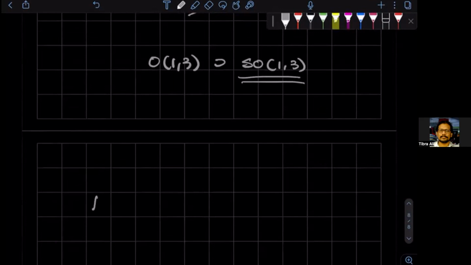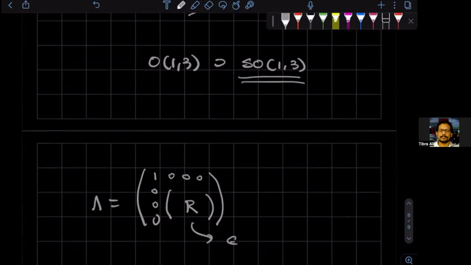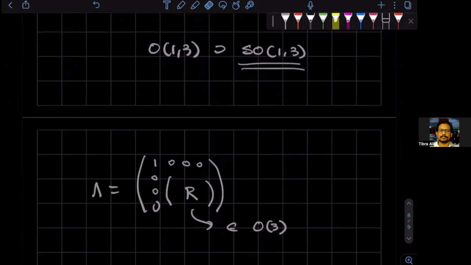So the Lorentz transformation matrix, if you take 1 here, and you look at the 3 by 3 matrix here, then these matrices form the group O(3). These, in the SO(3) part of it, are the rotations. Okay?